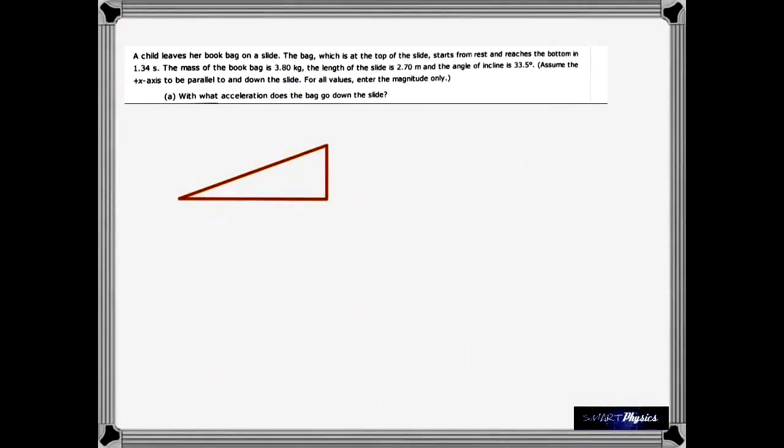In this question, a child leaves her book bag on a slide. The bag is at the top of the slide, starts from rest and reaches the bottom in 1.34 seconds. The mass of the book bag is 3.80 kilogram. The length of the slide is 2.70 meter, and the angle of incline is 33.5 degrees. We have to find the acceleration of the bag.